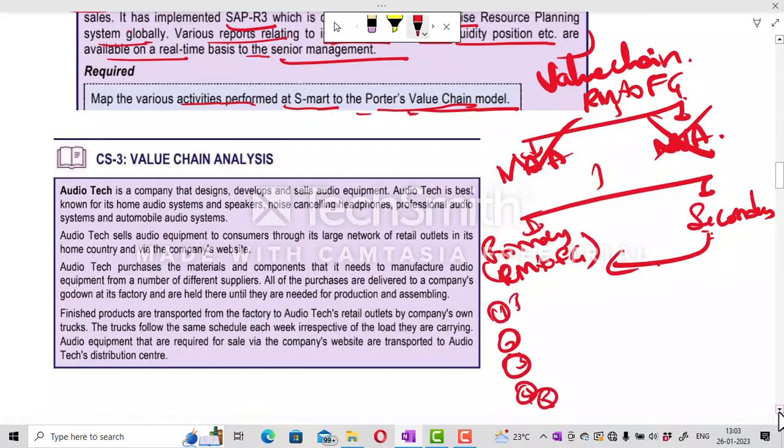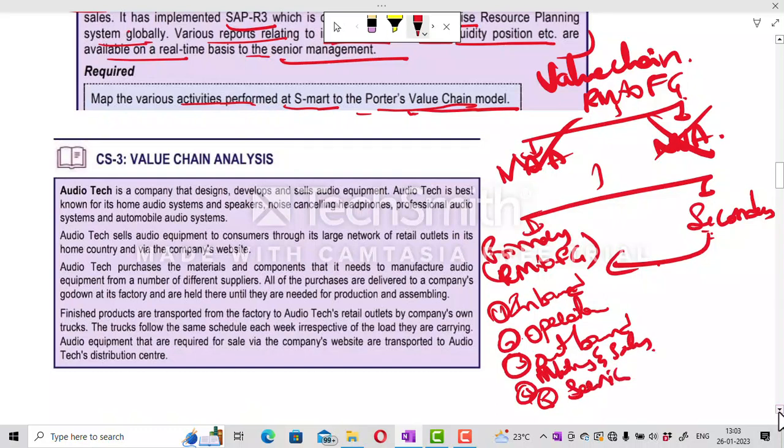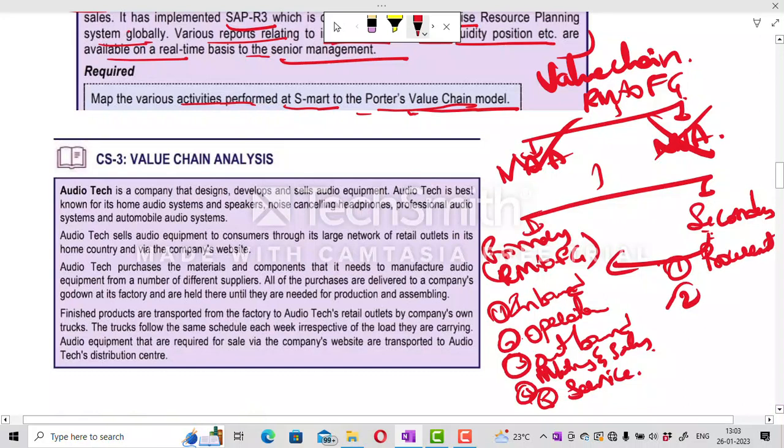What are those? Inbound logistics, operations, outbound logistics, marketing and sales. Last one, service. Next is in secondary activities, procurement. Second one, technological infrastructure development. Third one, human resource management, and fourth one, firm infrastructure.